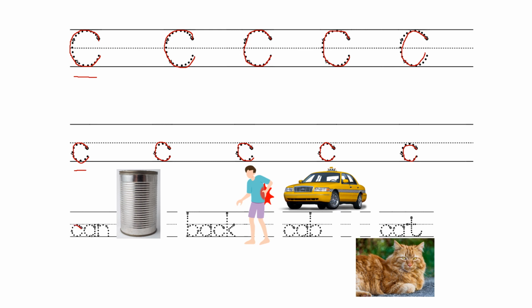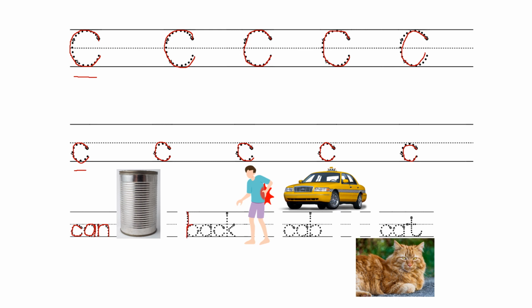Now we've learned how to read this word, so it's easy for us. K, A, N, can. And here's a picture of a can.